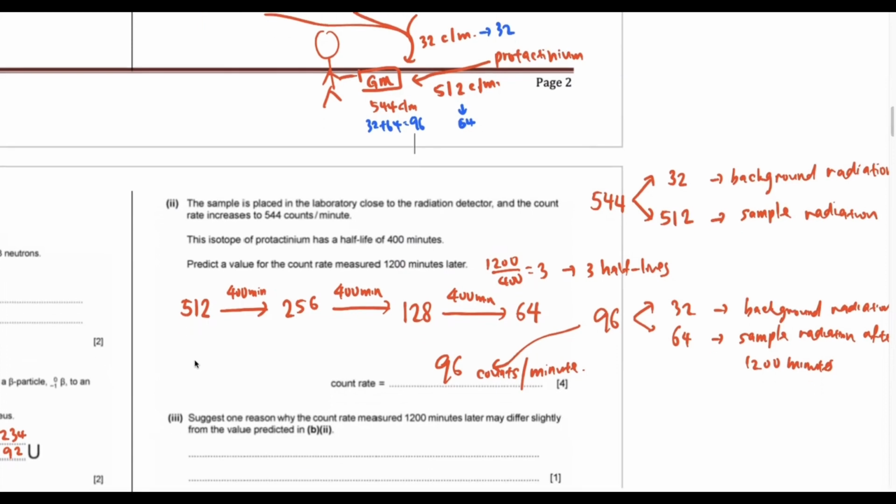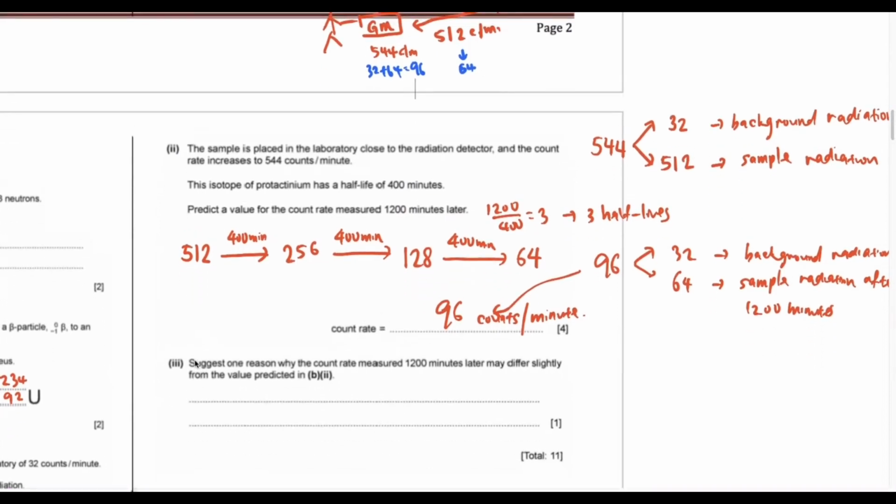Okay, so we have to be very careful because the background reading is confusing us. Without the background reading, everything should be very easy. But with the background reading, you have to minus, then after that you have to add back. That makes us more confused.